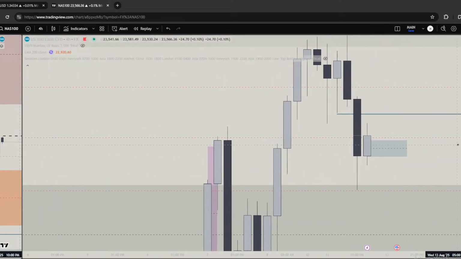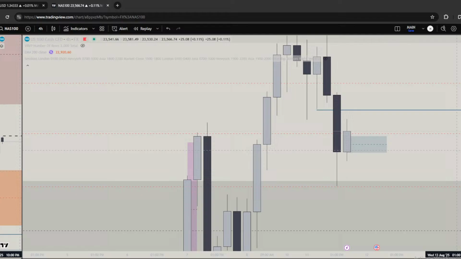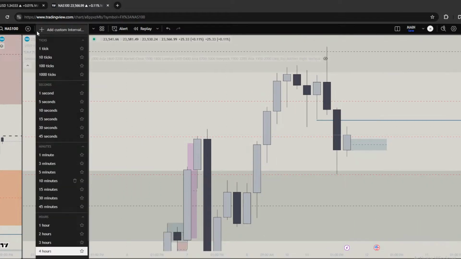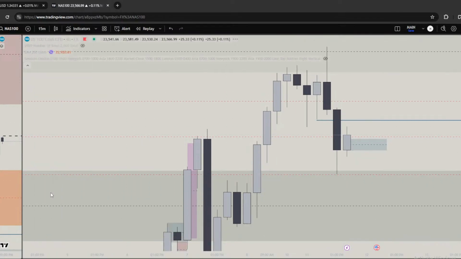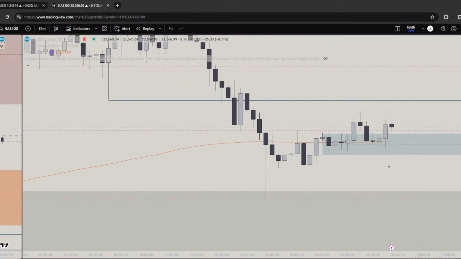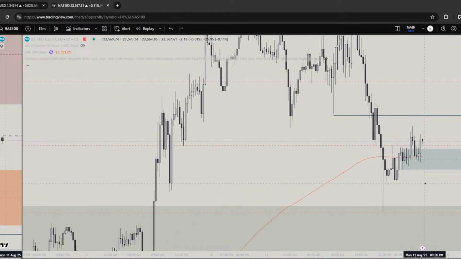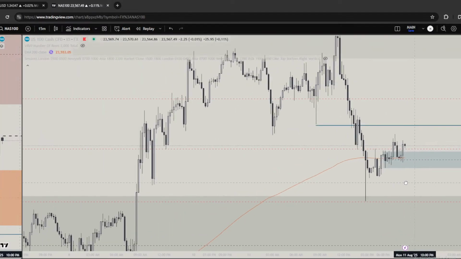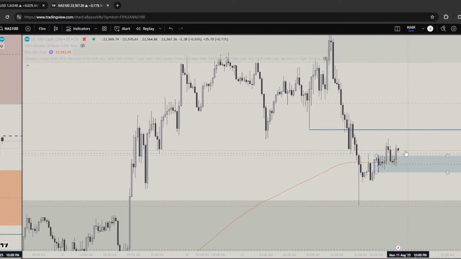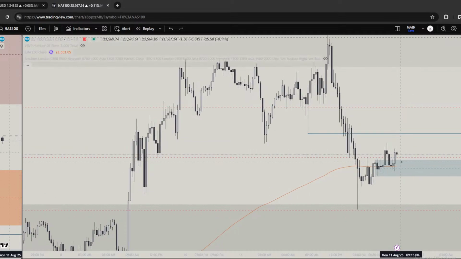I'm looking at this 563. I want to see if we gonna close below it. I mean above it, because if we close above it, this gives me a better bias. At least we're going to this 624 here.